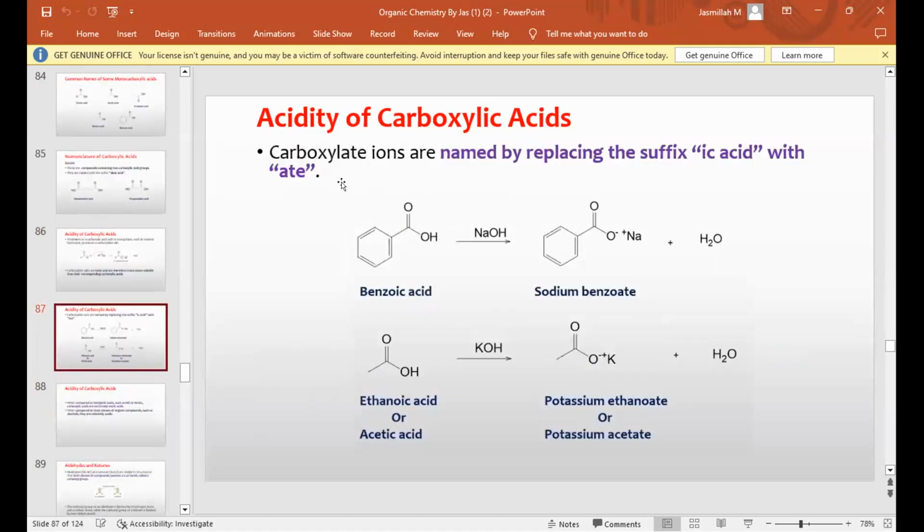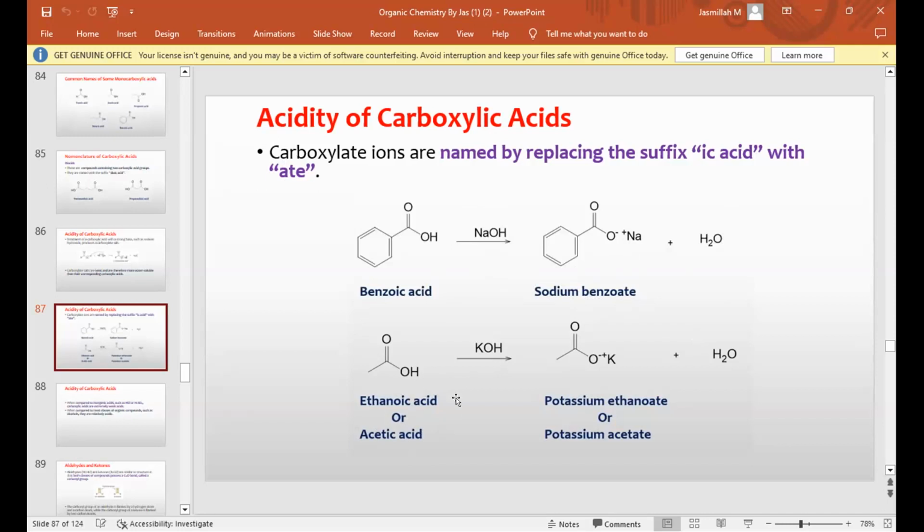Once a carboxylic acid reacts with the base, the suffix goes from ic acid to ate, because now it has become a salt. So from benzoic acid, it becomes sodium benzoate because it has reacted with this sodium hydroxide. Then we see it gives the salt and water.